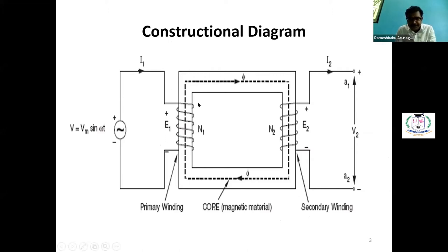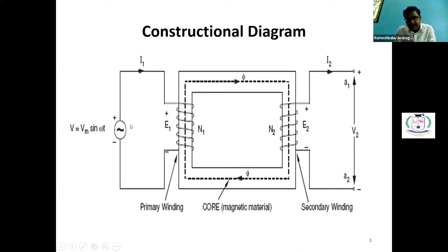Next is the principle of operation. The transformer works on the principle of mutually coupled coils, that is, mutual induction. When I give an AC supply to the primary winding of the transformer, as shown here, the AC supply is connected.